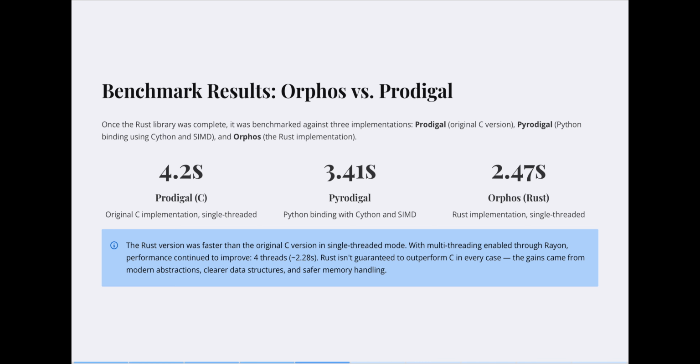The Rust version was faster than the original C version in single-threaded mode. When multi-threading was enabled through Rayon for a single sequence, the performance continued to improve, although not a lot. One thing I want to clarify with this is that it's not meant to be a demonstration of how Rust is faster than other languages. It's more a demonstration that rewriting a tool in Rust with modern abstractions, clearer data structures, easier parallelism, and safer memory handling can naturally lead to equal or better performance.